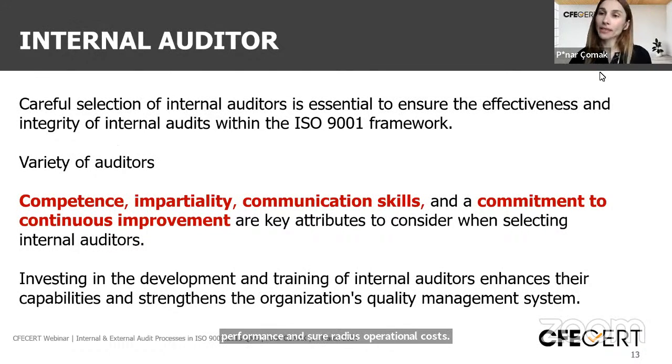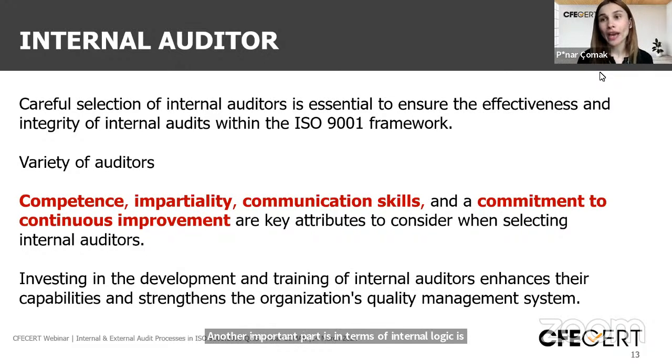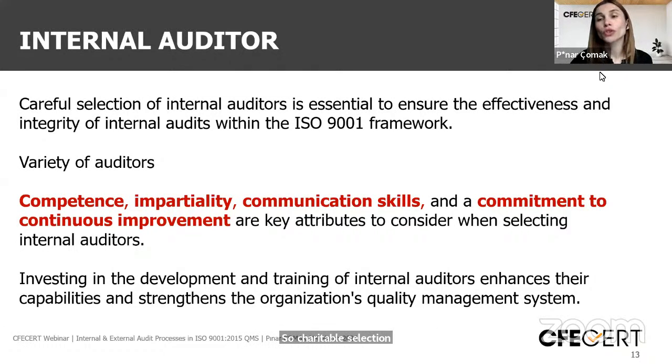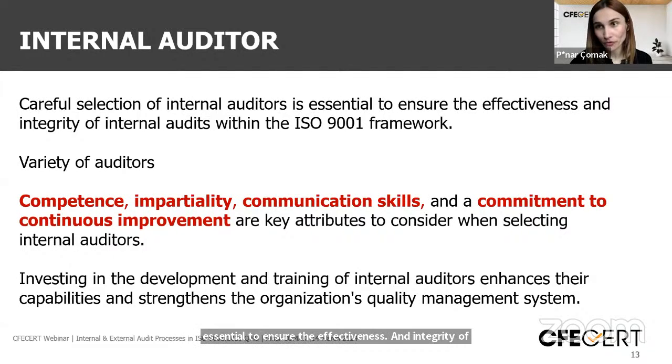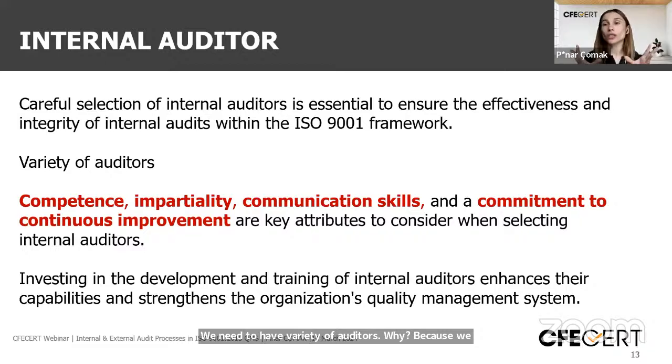Another important part of internal audit is the internal auditor. We have to be sure we have competent internal auditors in place. So careful selection of internal auditors is essential to ensure the effectiveness and integrity of internal audits within the ISO 9001 framework. We need to have a variety of auditors. Why? Because we will audit different departments, different operations within the organization. So we have to be sure our auditors are objective, impartial, competent.